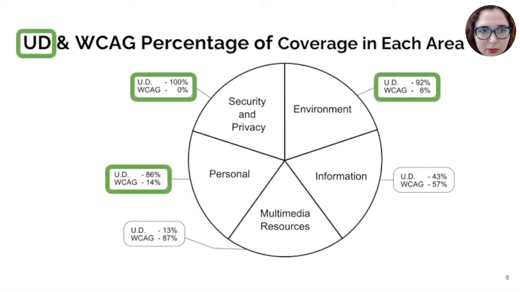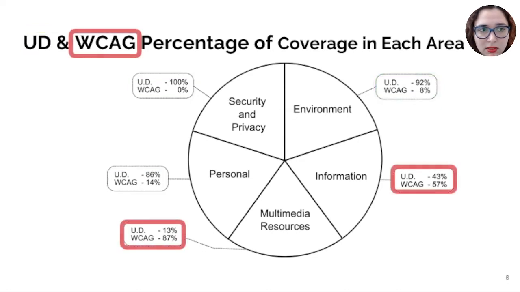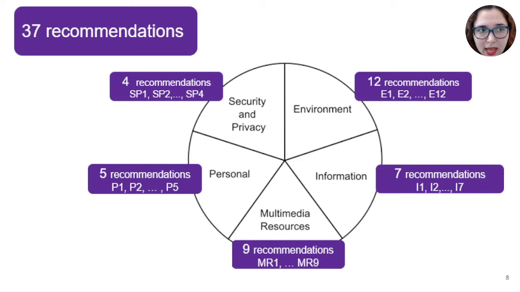The universal design principles better cover security and privacy, personal, and environment. CLIHC better covers multimedia resources and information. Our instrument has 37 recommendations. Each recommendation has an ID, with a letter and a number. Environment has 12 recommendations, information 7, multimedia resources 9, personal 5, and security and privacy 4.